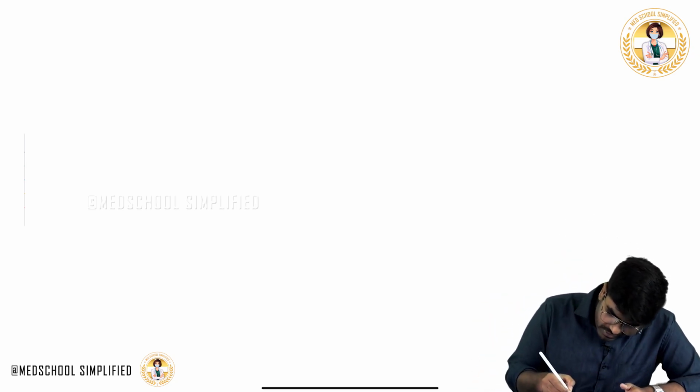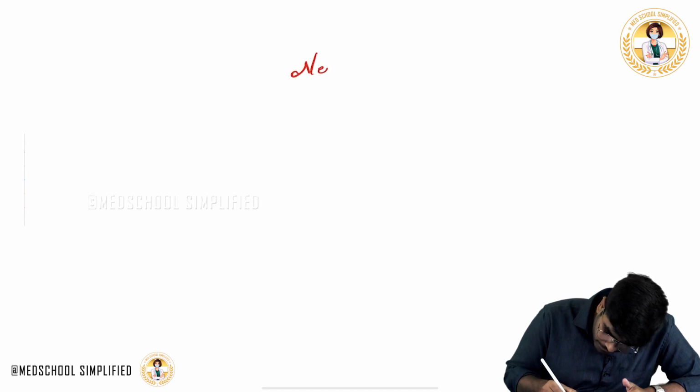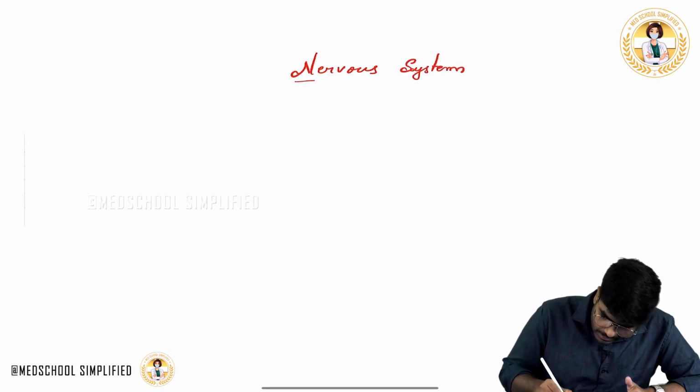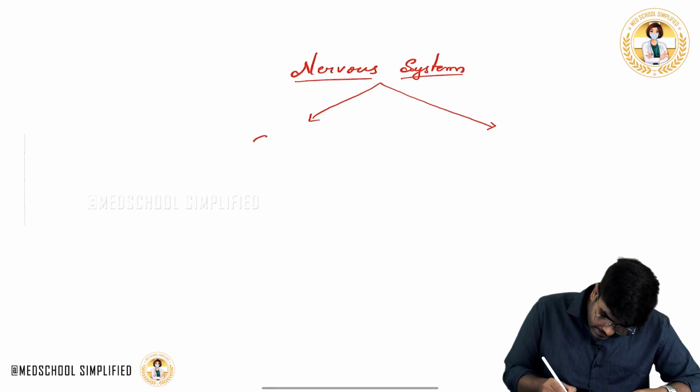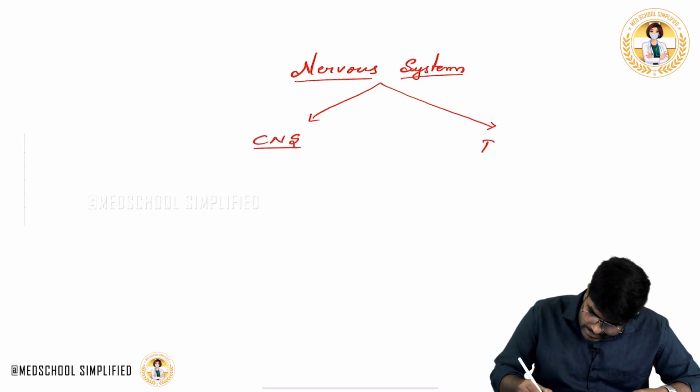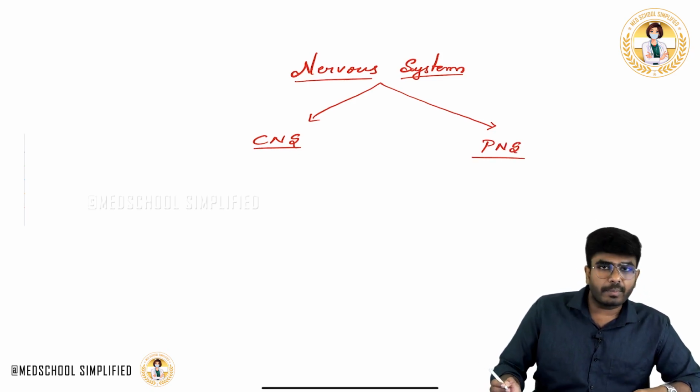Now, first of all, let's write it down here. Nervous system. Nervous system was mainly divided into two parts. You guys all know. First part is central nervous system. One division is central nervous system and other is peripheral nervous system. So what is the difference between central nervous system and peripheral nervous system?